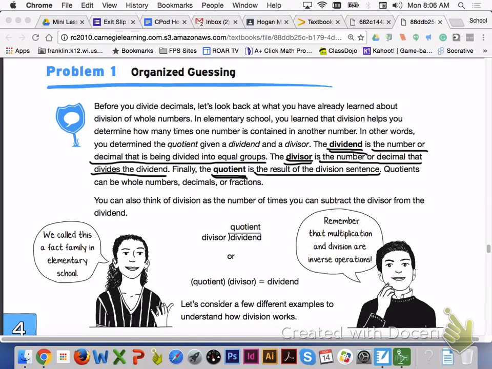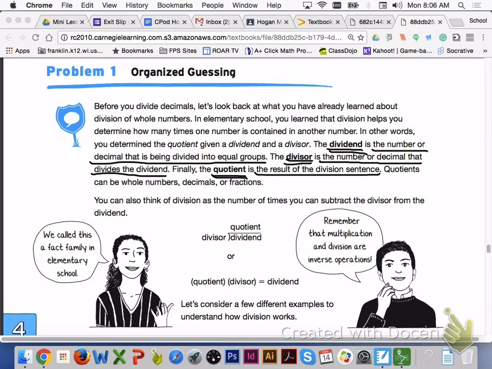Turn to page 280, problem 1. Before we divide with decimals in lesson 4.7, let's think back to what we have already learned about division of whole numbers. We have learned that division helps you determine how many times one number is contained in another number. In other words, you determined the quotient given a dividend and a divisor.